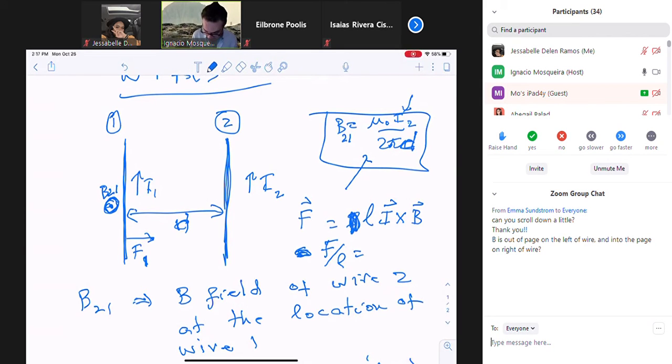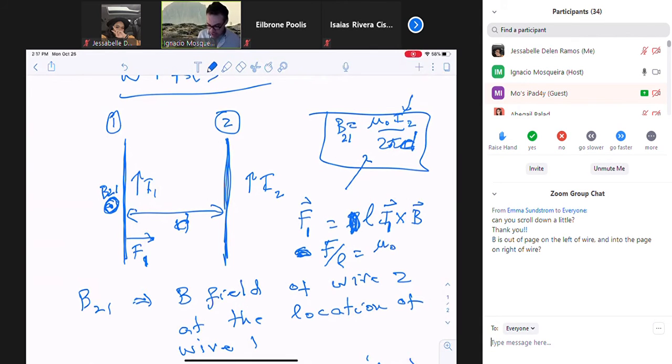So if I ask for F1, then I have to put a 1 in here, right? So then force per unit length of the wire. I could give you the length of the wire, 1 meter, whatever, and then you just put in the value. But right now, let's write it like this. Then I would have mu0.